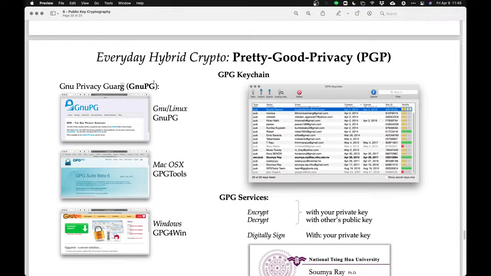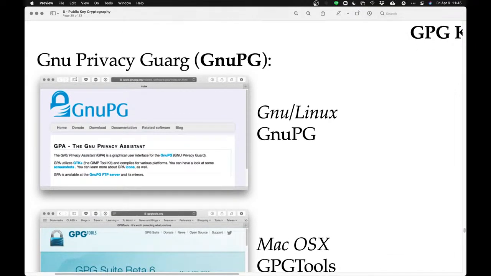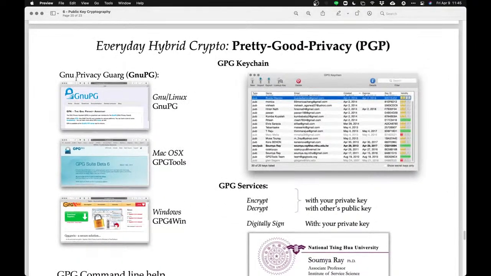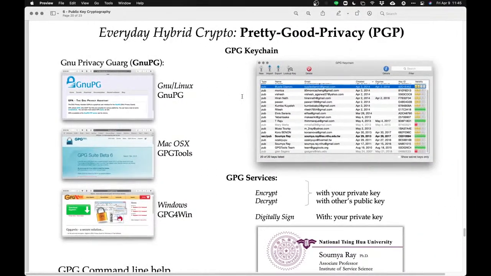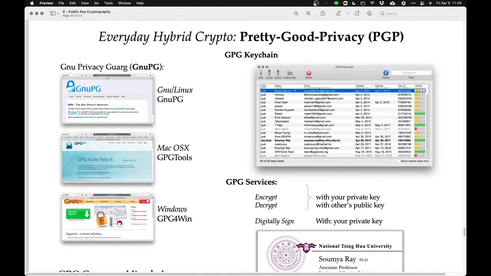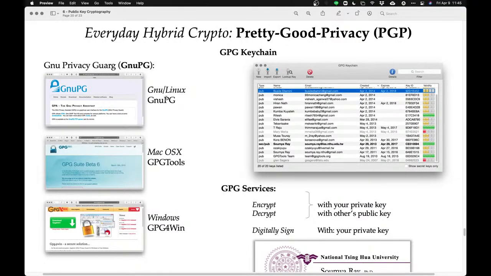GNU is a set of open source tools. In GNU we trust. The joke is that GNU stands for GNU's Not Unix. It's a recursive joke.